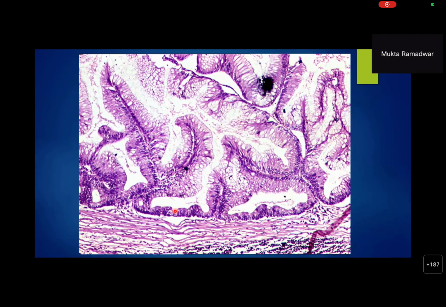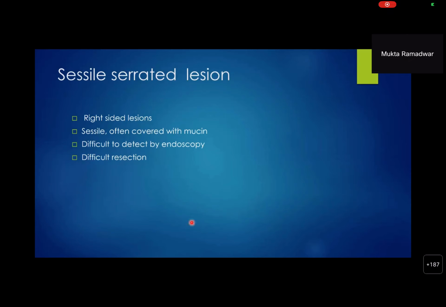Yeah, these are looking like boots, right? So this is a horizontal growth pattern of a gland, which in itself is abnormal, right? So next, move to the sessile serrated lesion. So this time we are seeing it in the appendix. These lesions indeed are more common on the right side. They are sessile and often covered with mucin.